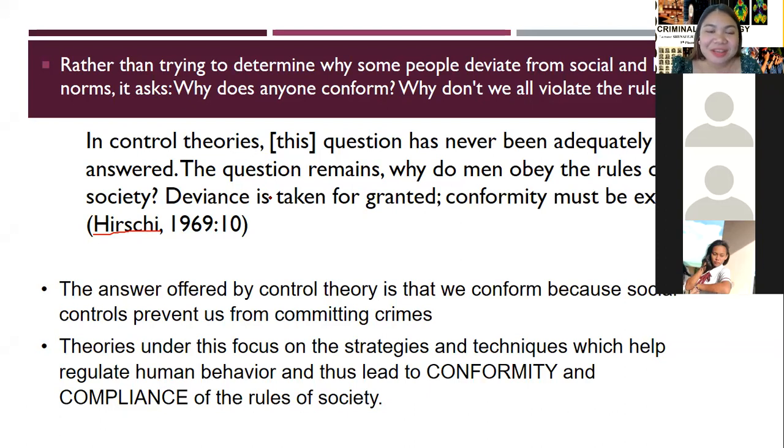Okay? So this is the question na ginapamangkot ni social bond. Why is it that people follow the law? Why is it that people conform? It is conformity. Ang pag-conform sang tao, ang pag-follow, amo ang muna dapat ang tagaan sang explanation. Okay? So the answer offered by control theory is that we conform because social controls prevent us from committing crime. So this is actually the common answer diri. Naga-follow kita tungod sang mga social control sa aton nga palibot. We will learn later kung ano ni ang mga social controls. Theories under this focus on strategies and techniques which help regulate human behavior, thus leading to conformity and compliance of the rules of society.